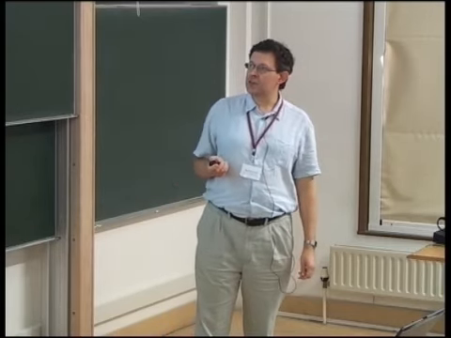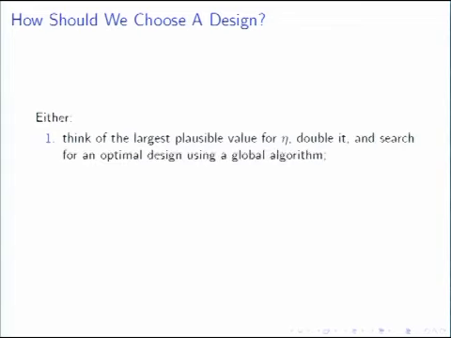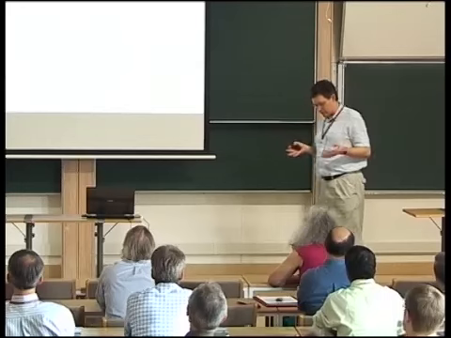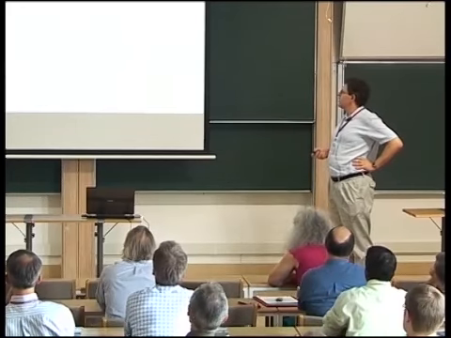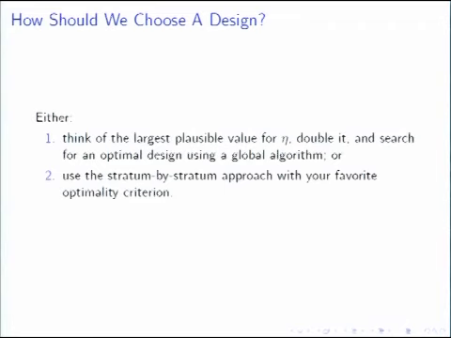How should we choose a design? I think we should either think of the largest plausible value for eta, then double it, and then use JMP or some other program to find a D-optimal design or an A-optimal design or whatever optimal design you want. Or use a stratum by stratum approach with your favorite optimality criterion.